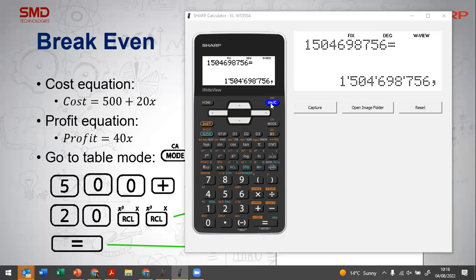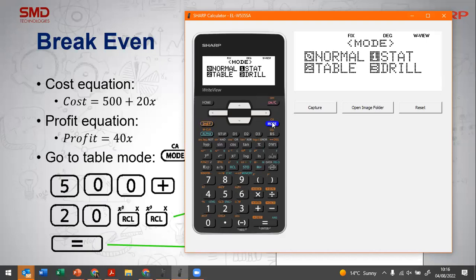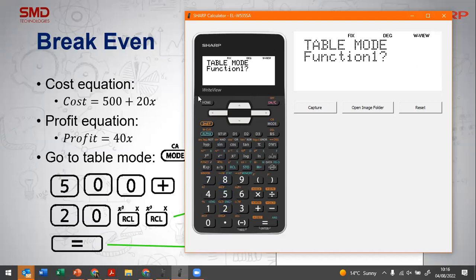We should call this the income equation. Anyway, I digress. So we're going to go to table mode by pressing 2. In our function 1, we're going to put in our cost equation, so 500 plus 20 and x, and we press equals.